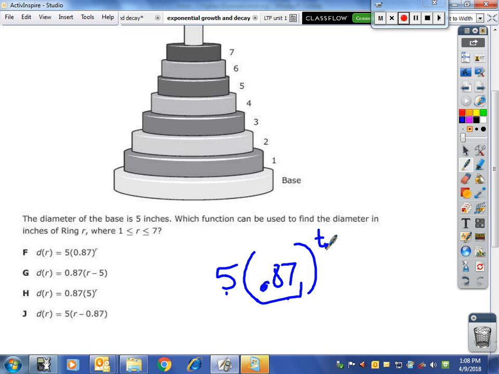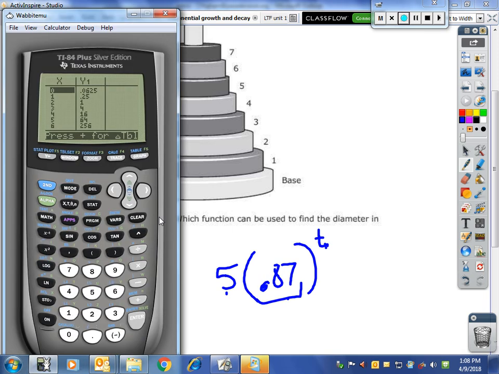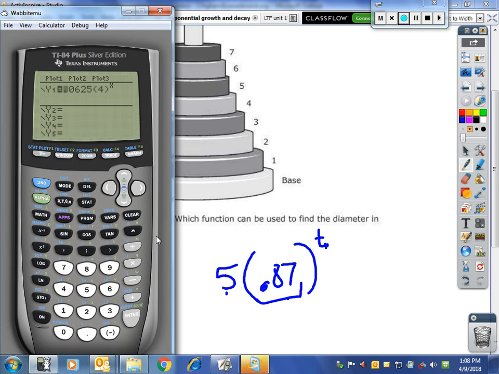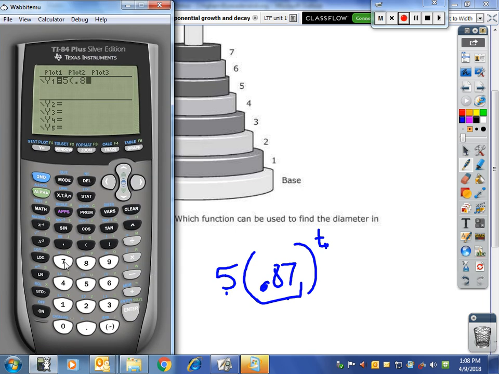And then this is actually, it's not a time. It's how many rings we have. What were y'all saying it was? Okay, another thing you could do is guess and check the answer choices. Go to y equals. I'm going to put in what the right answer was. 5 parentheses 0.87 to the x power.